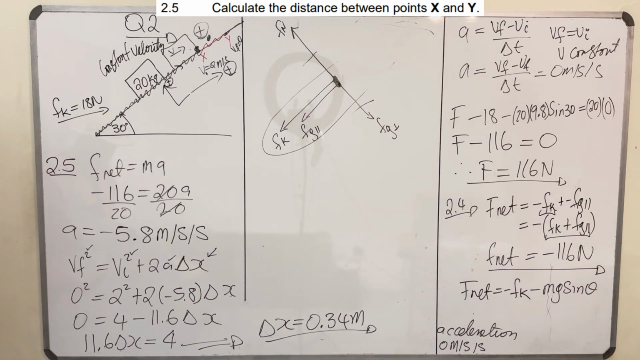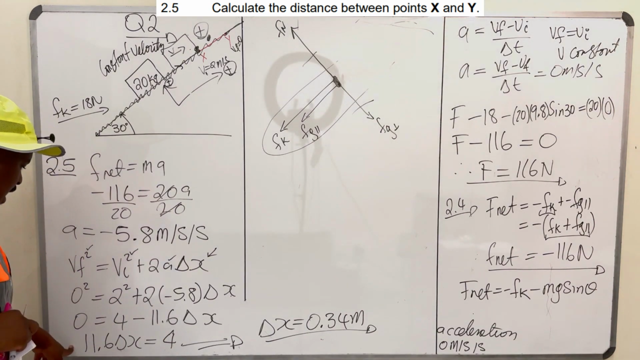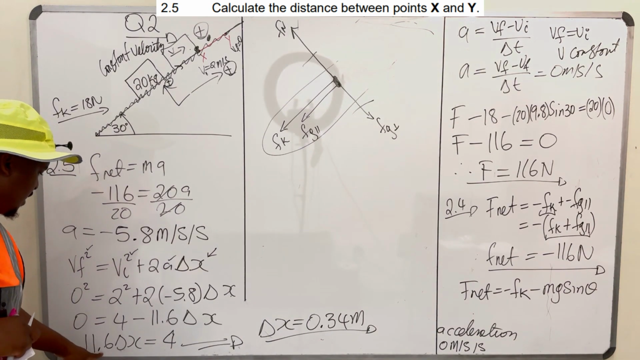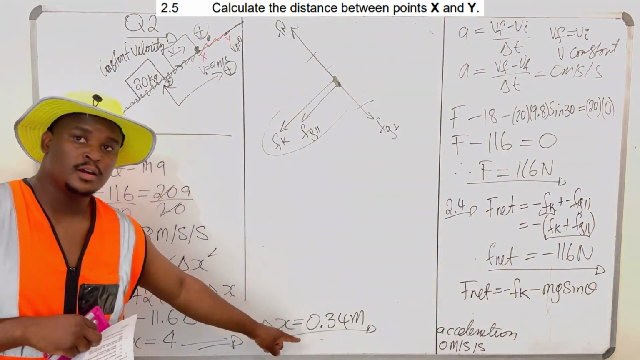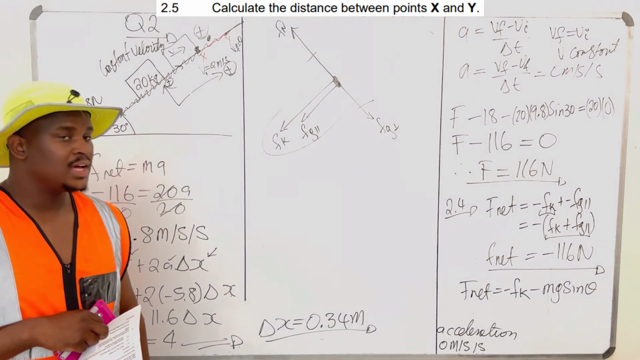We should be done. Because from here you transpose this to the right and divide both sides by 11.6 so that you are left with the delta x. There is your final answer. And with that we should be done.